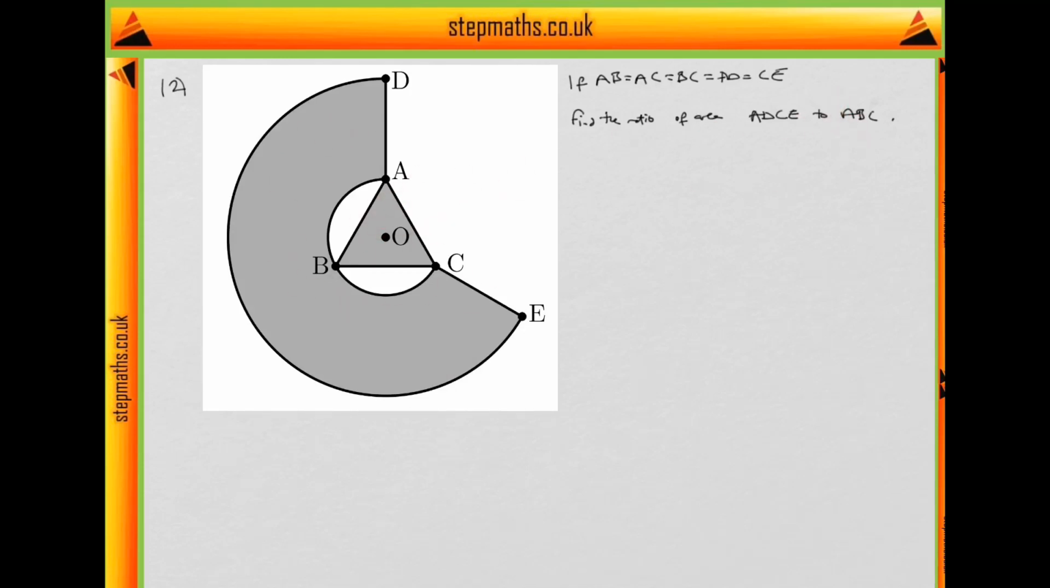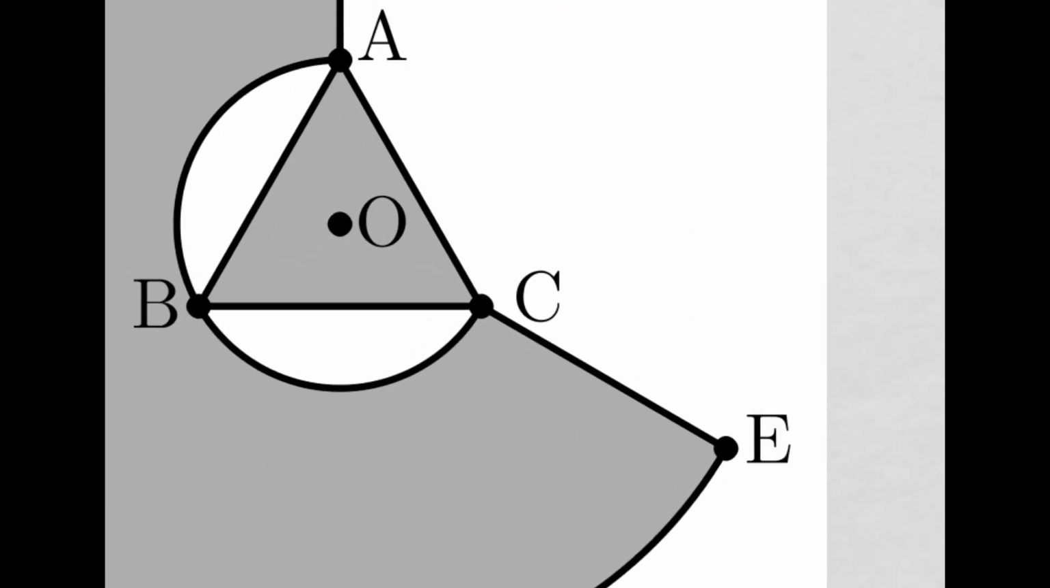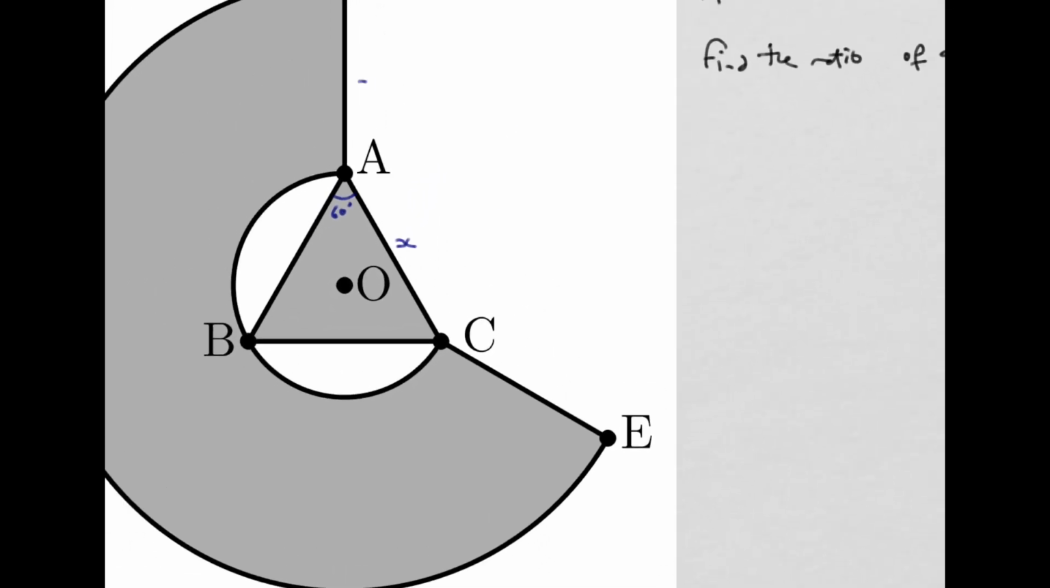Okay, so the way to start this question is by labelling what we know. We know that we have an equilateral triangle, so we have an angle of 60 degrees, and we can arbitrarily label the side length to be x. That tells us we have a side length of x here and a side length of x here from the question, and then we know these two are x because it's an equilateral triangle.